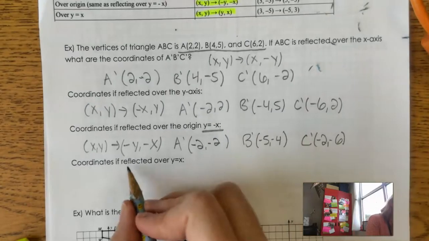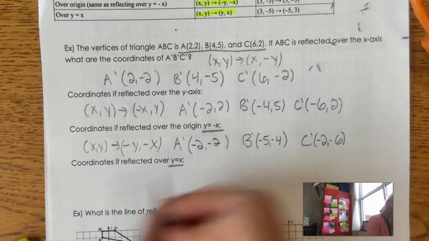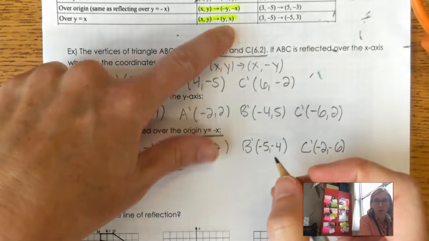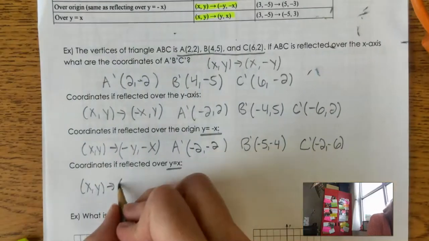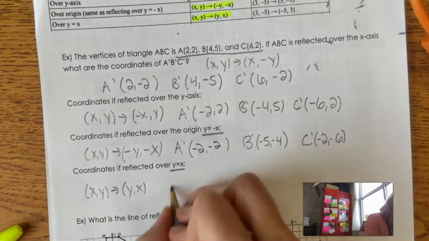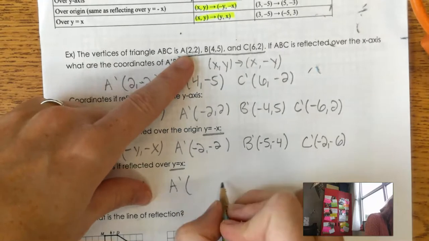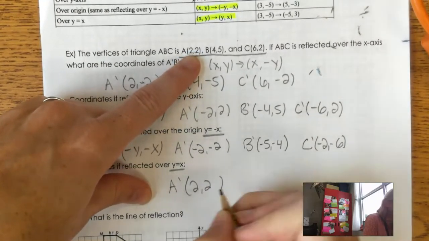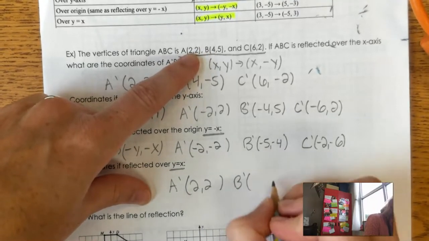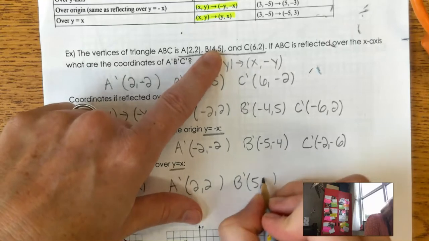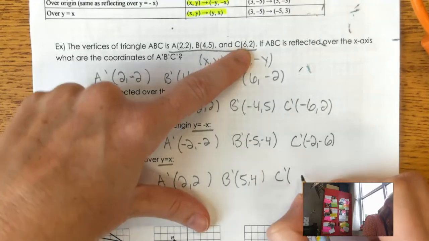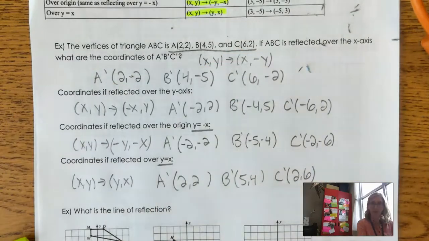Alright, on our last rule, what if we flipped it over the line y equals x? That's our last rule listed here. All we do is flip the places. The y value now comes first and the x value comes second. So let's look back up at our pre-image. For A, it doesn't matter because they're the same number, so when I flip positions, it looks the same. B prime, instead of 4, 5, I'm going to have 5, 4. And C prime, instead of 6, 2, I'm going to have 2, 6.